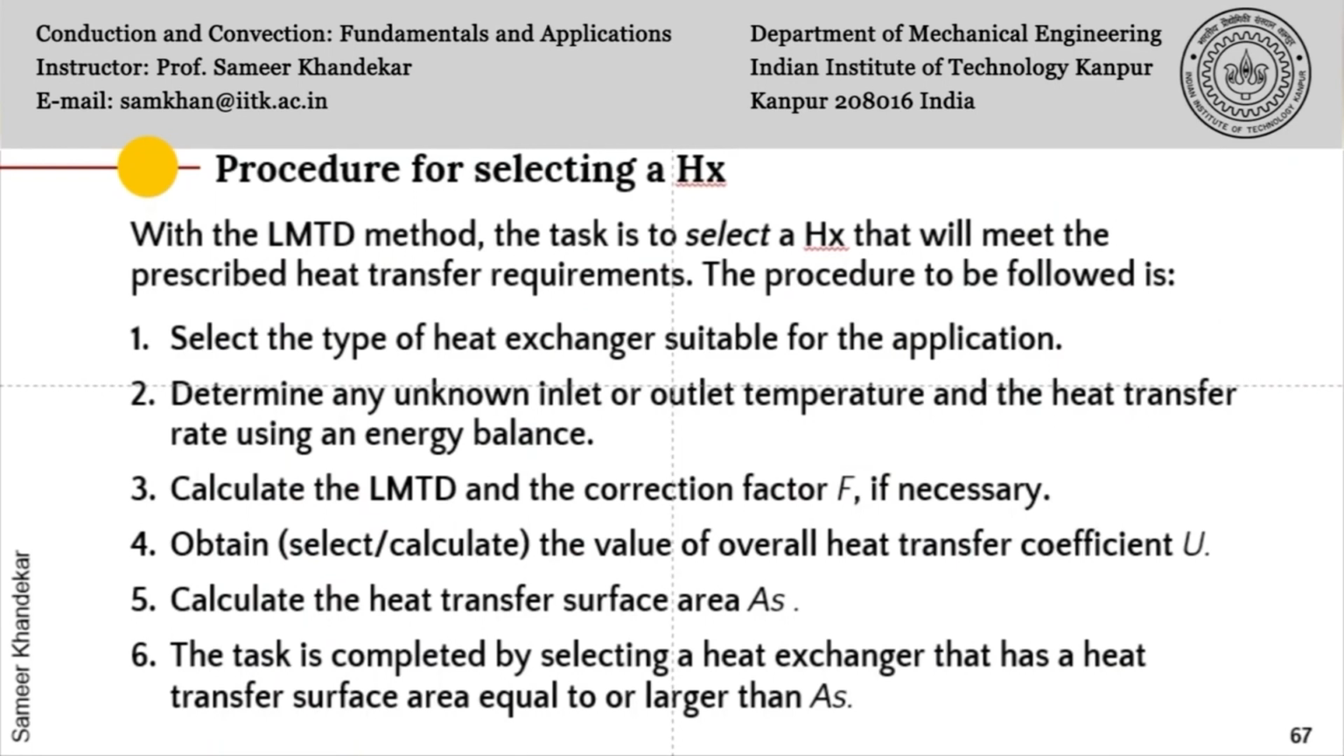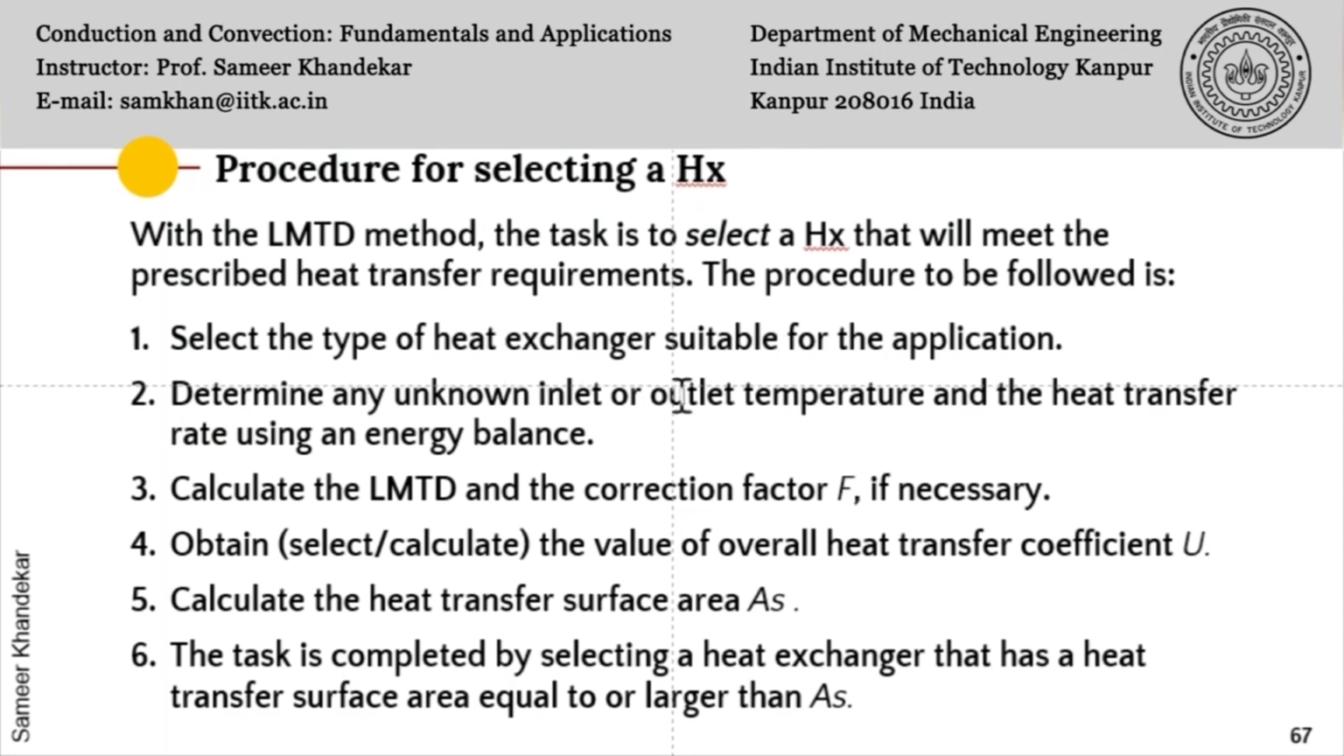How do you now use this particular LMTD method? So with this method, the task is to select the heat exchanger that will meet the prescribed heat transfer requirement. The procedure is as follows. There are some 5 to 6 steps. So the first thing is to select the type of heat exchanger suitable for the application. Now, of course, on one side it is straightforward for experienced people, but in the initial days you may have to see several factors which will decide which heat exchanger is suitable.